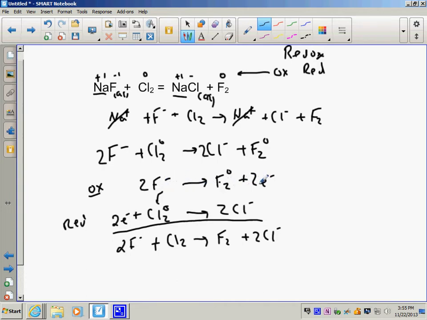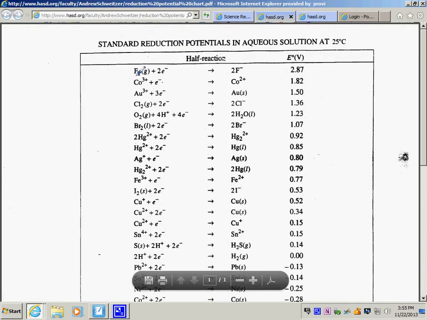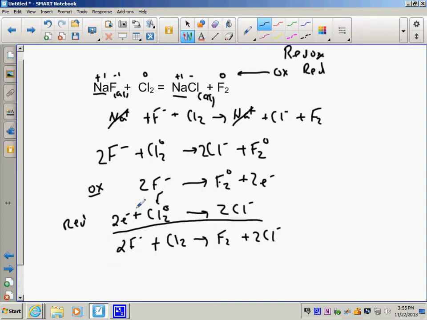This is reversed. I have fluoride to fluorine. Okay, that's not right. So rather than being a positive 2.87, yeah, this is oxidation. So I should not find it on the chart. It should be the reverse of the chart. Rather than being a positive 2.87, it's going to be a negative 2.87. This guy absolutely does not want to take an electron. It will need to be forced.